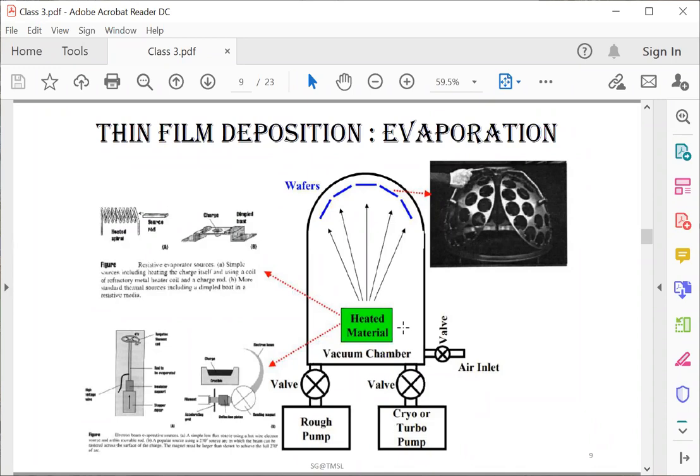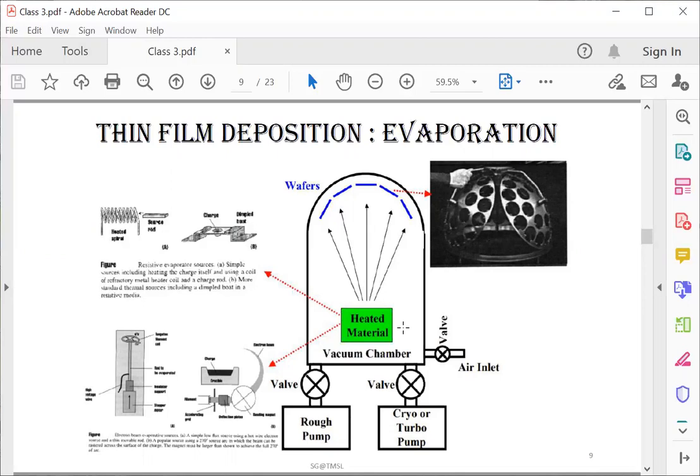You need chromium and gold, so you can have two crucibles, in one crucible chromium and in another crucible gold. So chromium is evaporated, then put the shutter over the chromium source, then feed power to the gold crucible, and gold will be evaporated. So without breaking the vacuum, you can deposit two materials, chromium and gold.